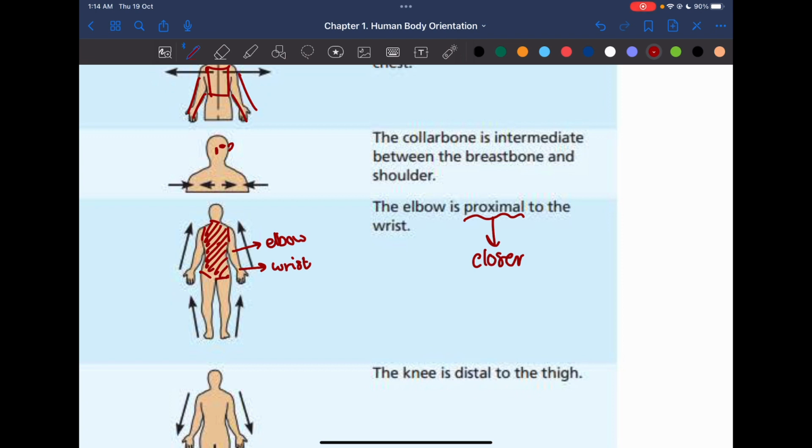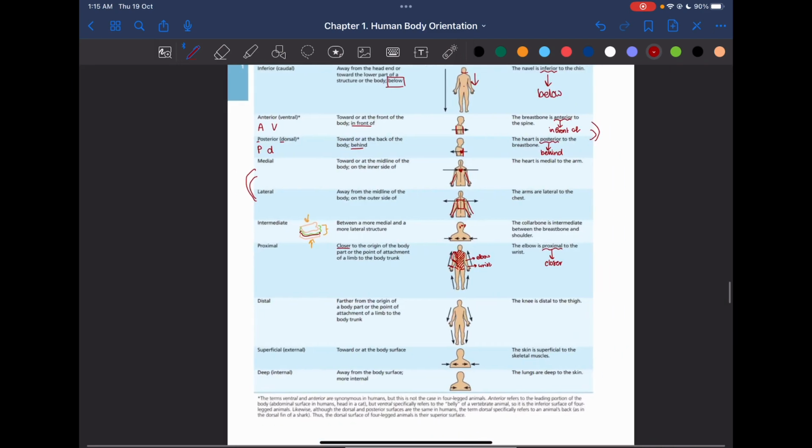Just look at your body and see which one is closer to you. Obviously your wrist is far and your elbow is closer than the wrist. Think about it as a ratio. Not actually as a ratio, but yeah, think about it like this. This obviously is far. This is close. So this is closer to the body trunk than this, the wrist.